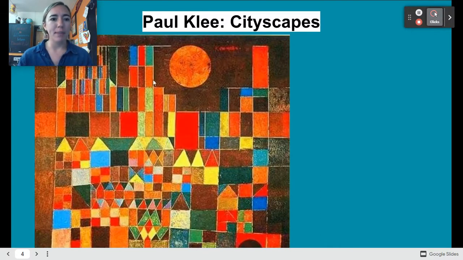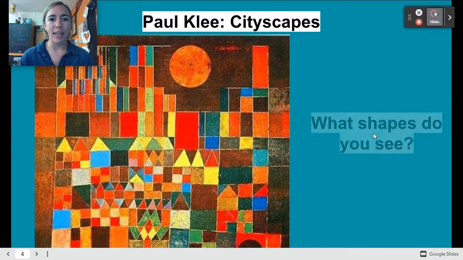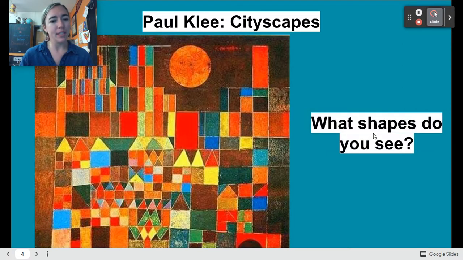Notice the different shapes here that create the cityscape. I want you to think of what shapes you see. I see a circle up here. So it's used a curved line to form a circle. I also see triangles. Triangles are formed with straight lines, right? I see rectangles, and I also see lots of squares. So some of these shapes were formed with straight lines.